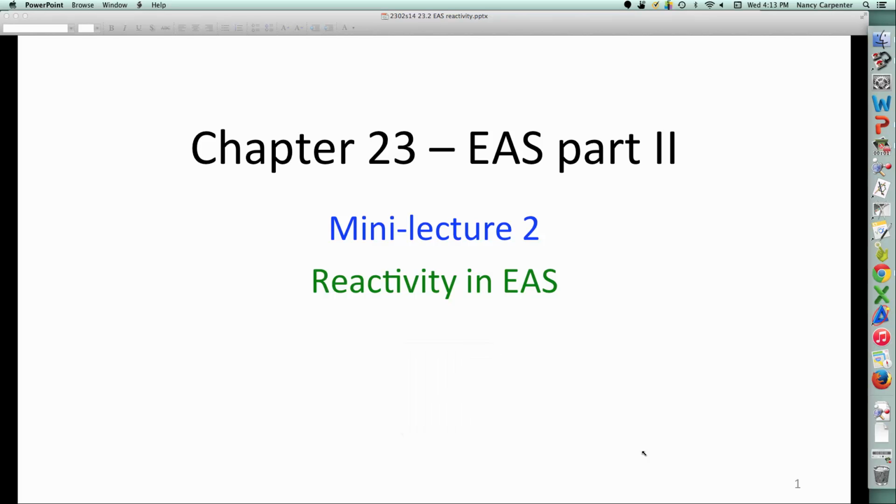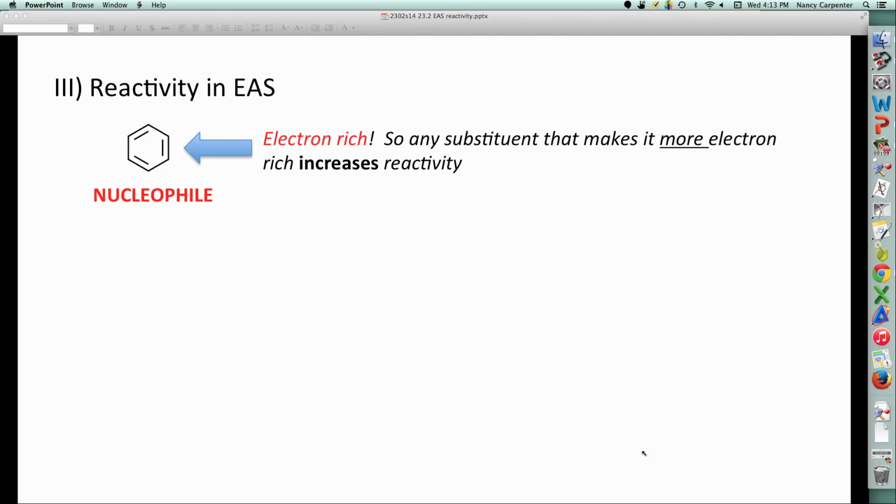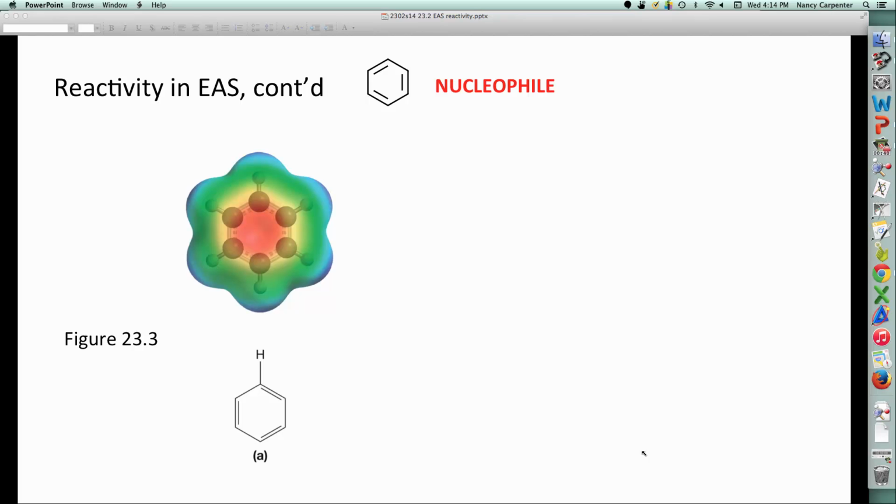Okay, time to move into the next major topic of Chapter 23, that being reactivity. So, reactivity in electrophilic aromatic substitution is simply all about recognizing how nucleophilic that electron-rich aromatic ring is. It's your nucleophile. It'll always be your nucleophile. Those pi electrons want to react with an electrophile, so anything that'll make them more electron rich will make it more reactive. That's not always a good thing.